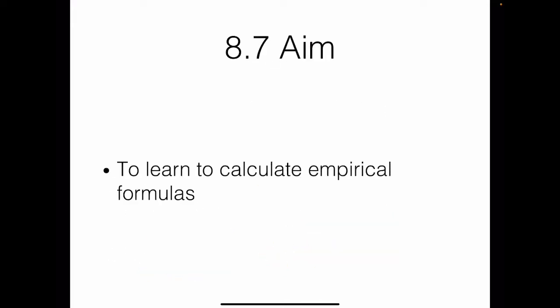In our next section, we're going to learn how to calculate these empirical formulas. When we see an empirical formula, it's usually the result of some sort of laboratory analysis that has given us the information we need to calculate the ratio of one atom to another. And we're going to look at how to do that in this section.